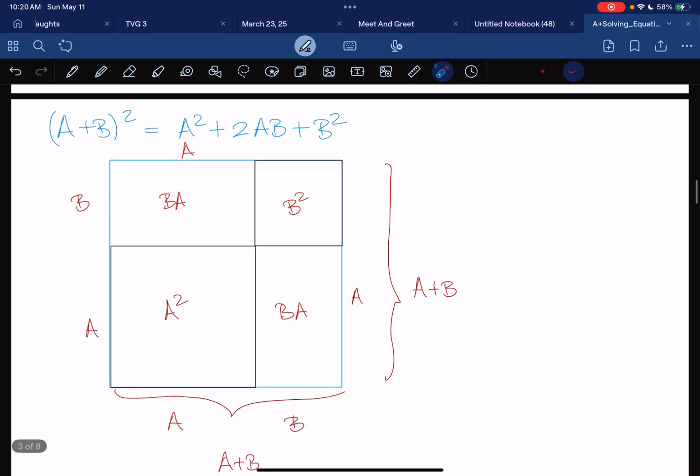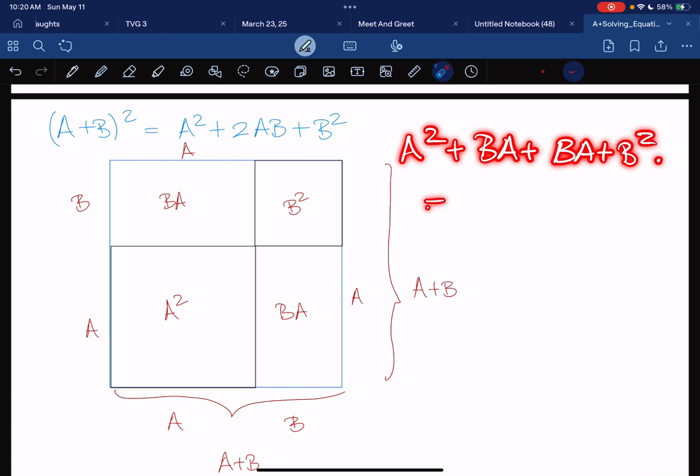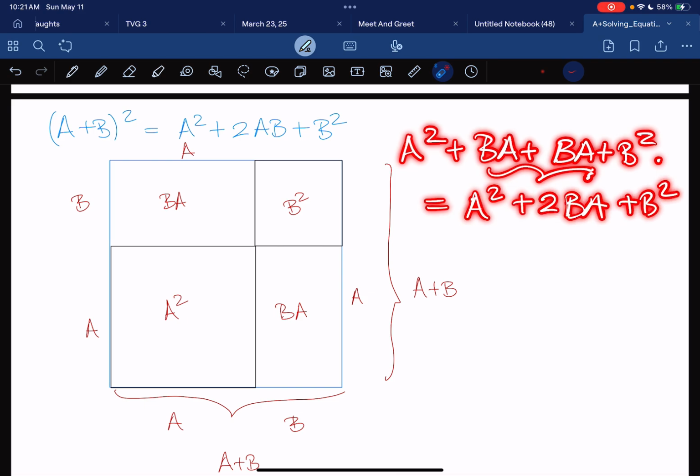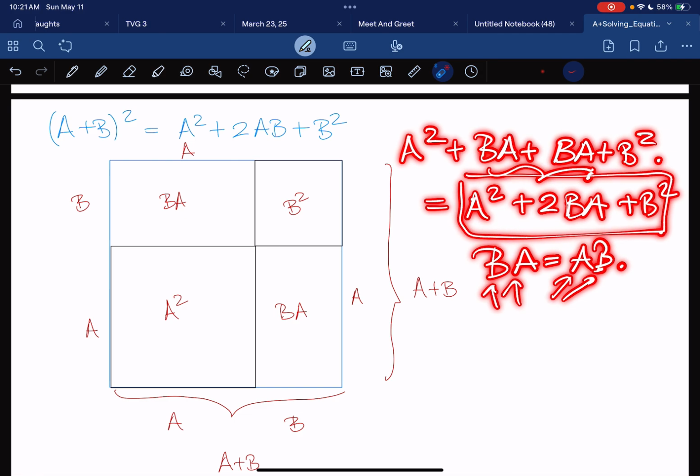Okay, so in total we can add all these individual areas together. So we have a squared plus ba plus ba plus b squared. And so these are the same, they're just multiplied on different sides, and because they're numbers, we can just move them around. So we have 2ba, meaning that we can commute them, meaning that ab equals ab, right? They're just numbers, so this is possible. Okay, so we have our identity here, a squared plus 2 times ba plus b squared.